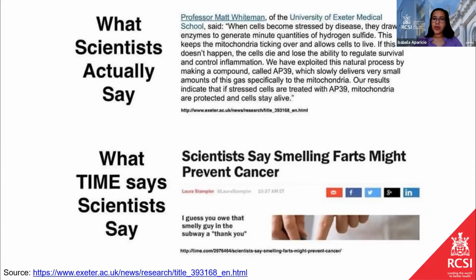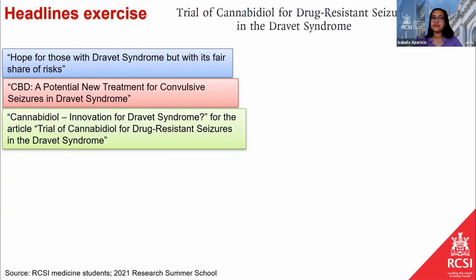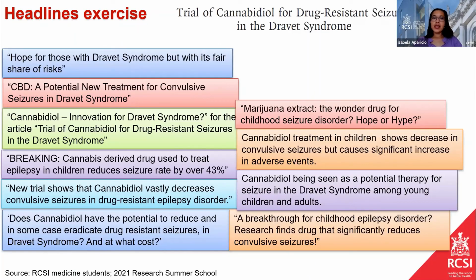But for example, I have recently run a workshop in science communication with medical students, and I asked them to create a headline based on scientific papers. So this paper, for example, was about use of cannabinoids to treat a form of childhood epilepsy. Don't worry about reading all this, but what we have here is a lot of different titles that were provided by the students.